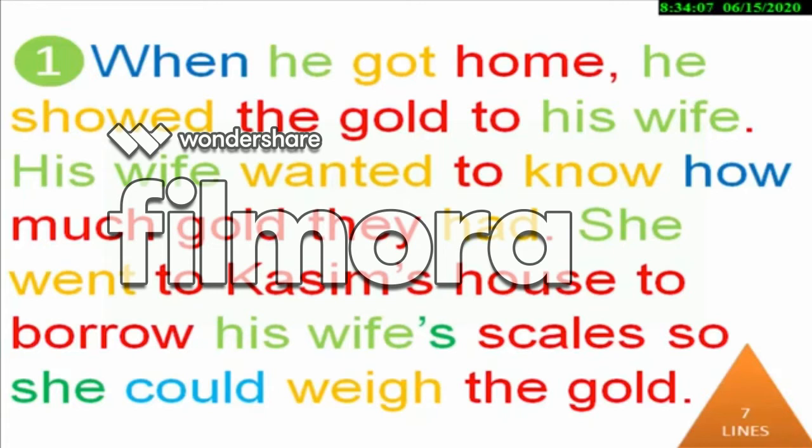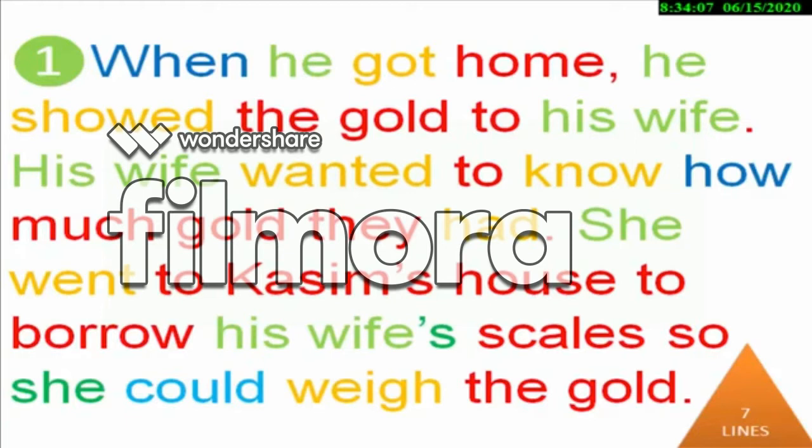Listen please. First reading. Number 1. When he got home, he showed the gold to his wife. His wife wanted to know how much gold they had. She went to Qasim's house to borrow his wife's scales so she could weigh the gold. Well, this is the first reading.